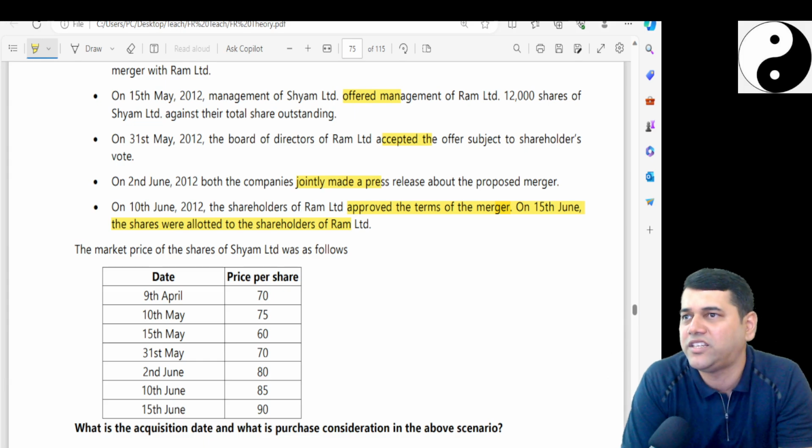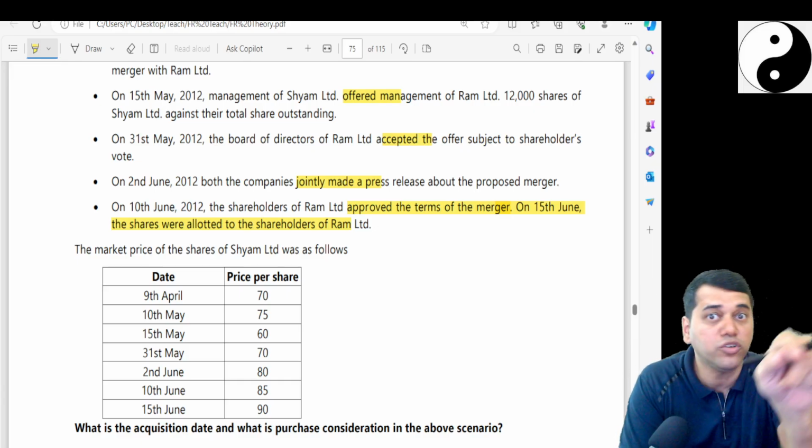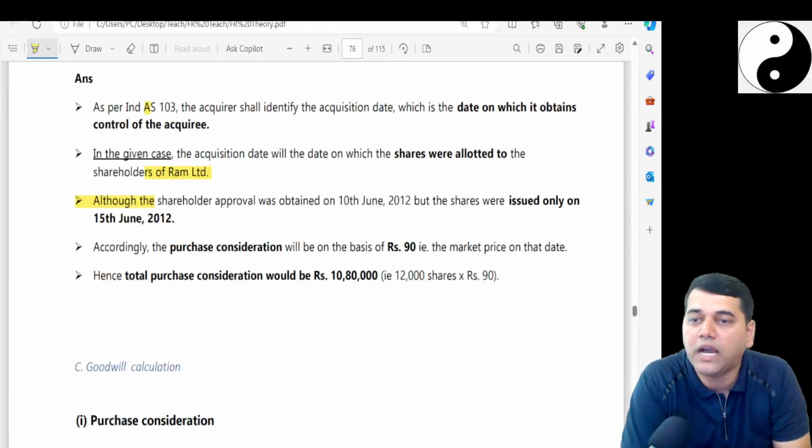It's like a vehicle registration. When you are the owner, the moment you paid the money you are the owner, but your name should come, otherwise things can change. So you have to say that all the shareholders' approval is there, but shares were issued only on 15th. Purchase consideration will be 90, total purchase consideration will be 10 lakh 80.